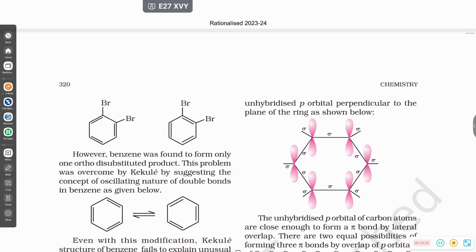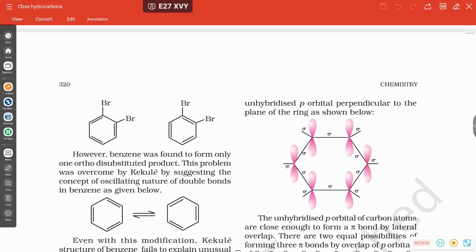You see, different. Between the two bromine carbons, no double bond, but in the other, between the two bromines, a double bond. These were different. But benzene was found to form only one ortho disubstituted product. Only one type of ortho disubstituted product is found. This problem was overcome by Kekulé suggesting the concept of oscillating nature. This is resonance. That is not a true double bond. That is not a true single bond.